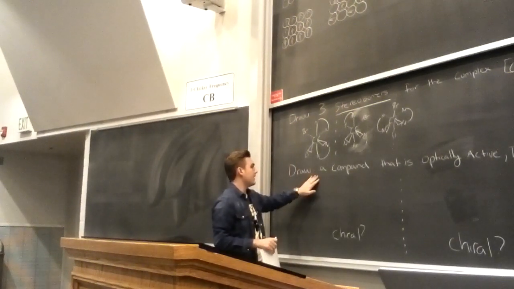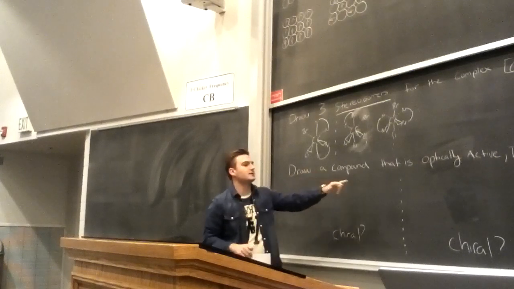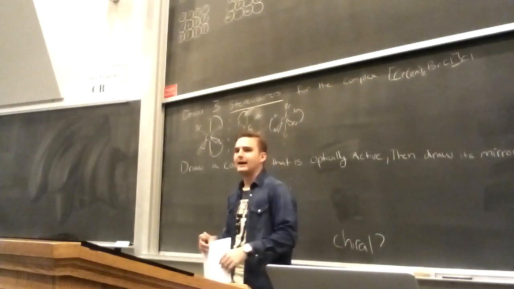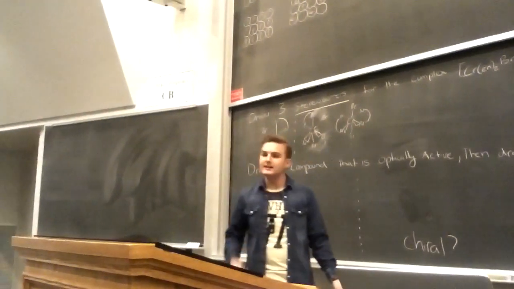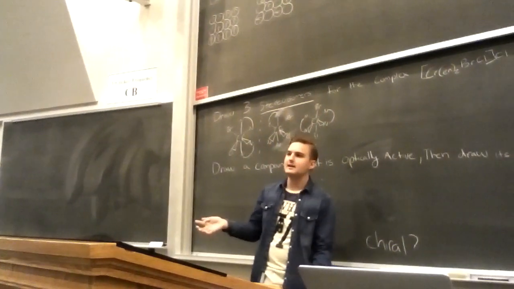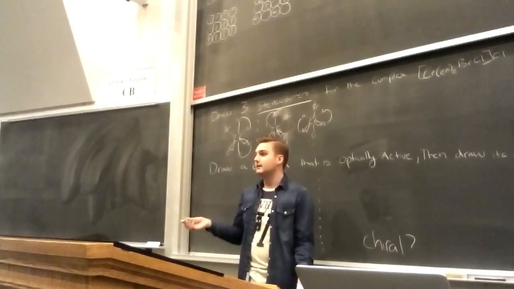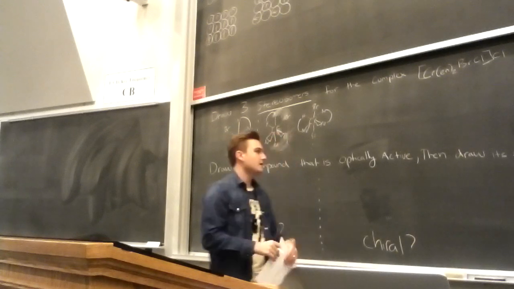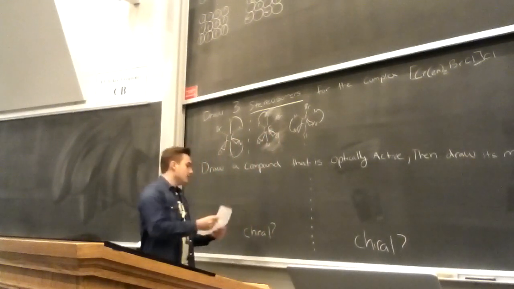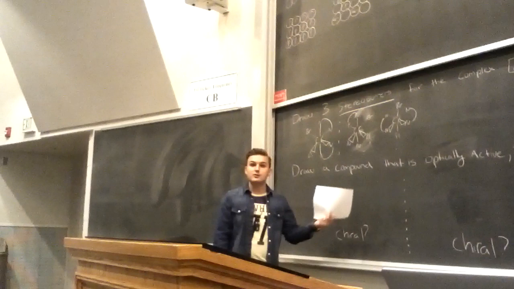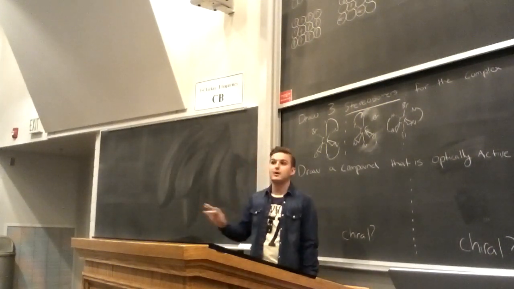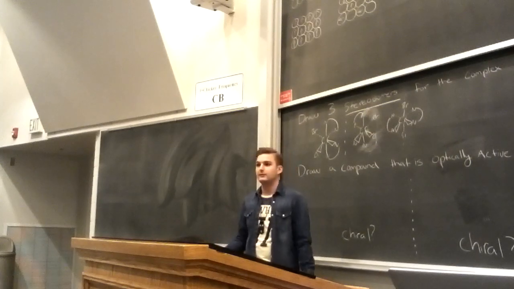So, this next problem: draw a compound that is optically active, then draw its mirror image. What does optically active mean? That just means it's chiral. It's another way to say chiral. So if you hear that wording, don't get freaked out. It just means draw something that is chiral. If I give you the freedom to draw anything that is chiral, that's a problem you should not miss, because you can come up with it.